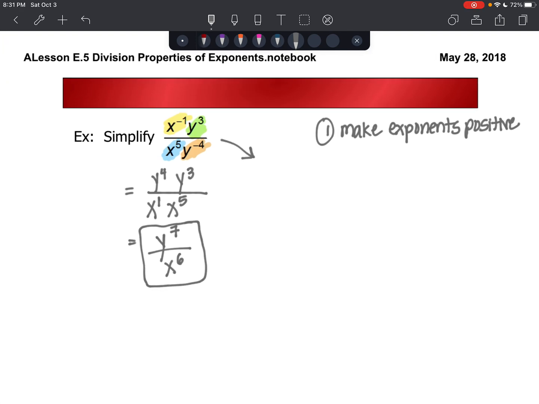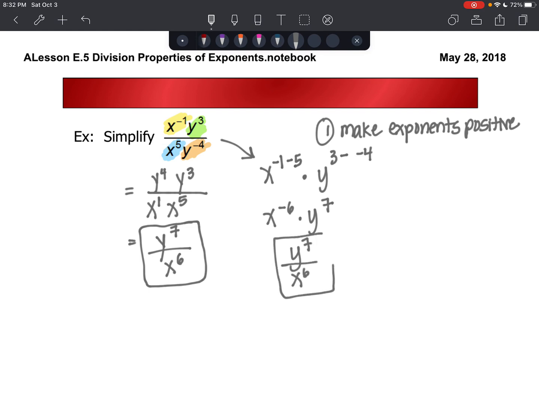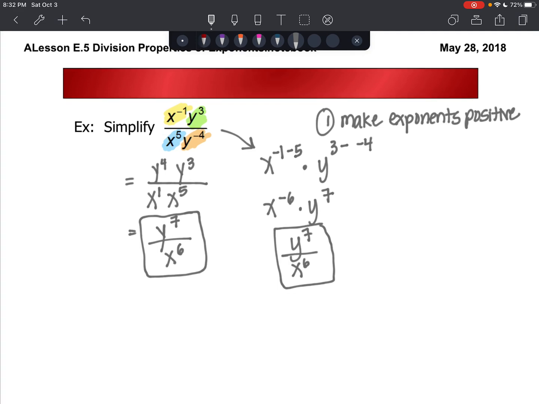We can also say x to the negative 1 minus 5 times y to the 3 minus negative 4. Well, that would be x to the negative 6 times y to the 7. X to the negative 6 comes down to the denominator to make its exponent positive, and we indeed get the same answer, y to the 7th over x to the 6th.